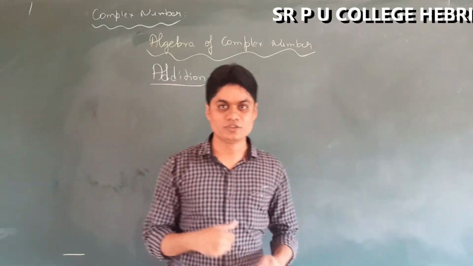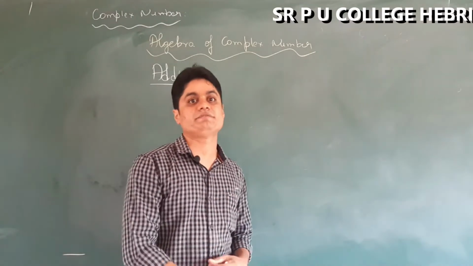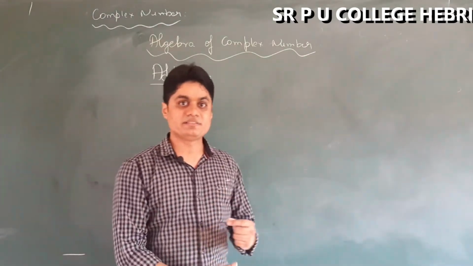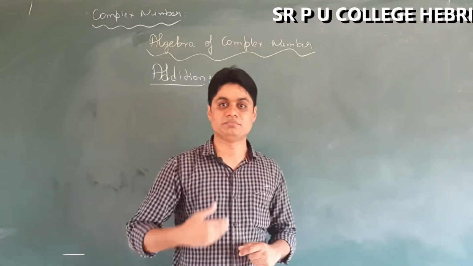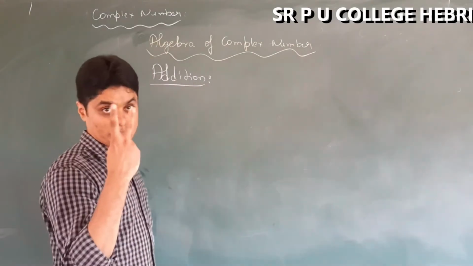We already learned how to add two real numbers. Integers, maybe in first standard you started to learn how to add integers. Then maybe in third, fourth standard you learned how to add rational numbers. After that, real numbers. Everything is done, right? So now we are going to learn how to add two complex numbers.